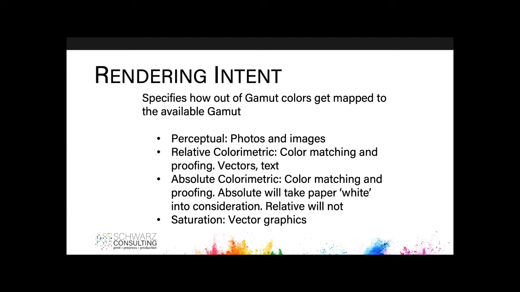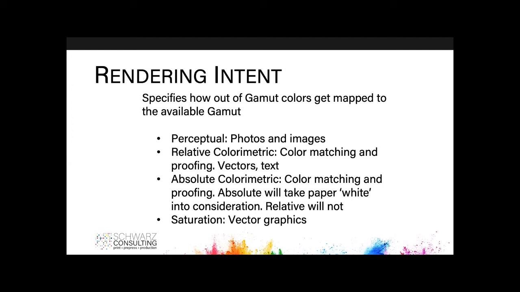So we have four important rendering intents. Maybe you heard of them: perceptual, relative colorimetric, absolute colorimetric, and saturation. These are the four common, or actually the four rendering intents out there. There are some steps in between. So maybe you heard about relative colorimetric with black point compensation.